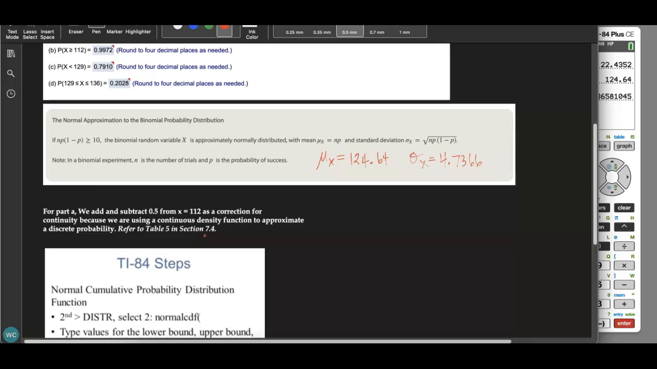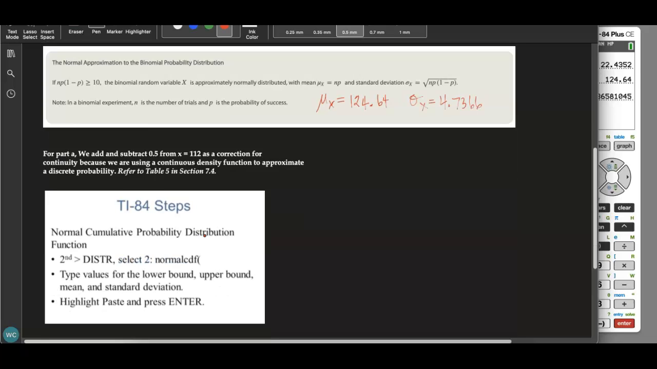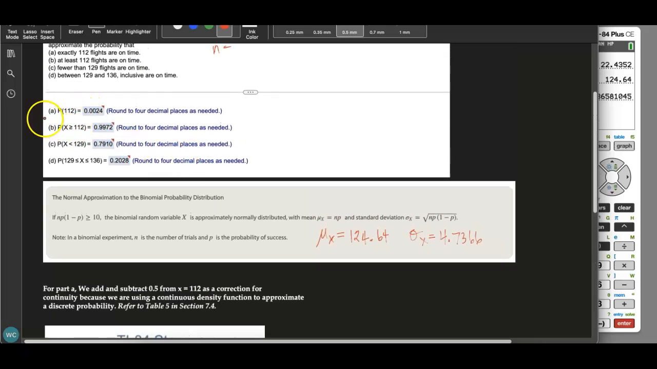Okay, so next we're going to turn back to our calculator in a second and use the normal cumulative probability distribution function. But one of the things I want you to think back to, if you think back about your notes on section 7.4, we are using a continuous function to approximate a discrete binomial probability. So to account for this correction for continuity, we will both add and subtract 0.5 from 112. Now specifically I'm doing 112 because that's this first part.